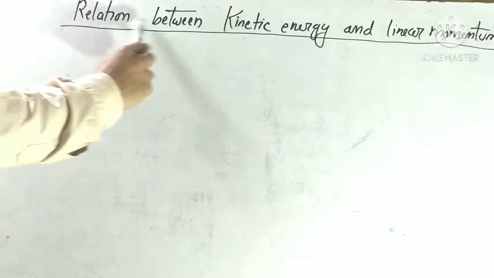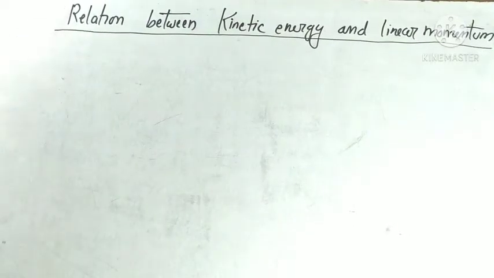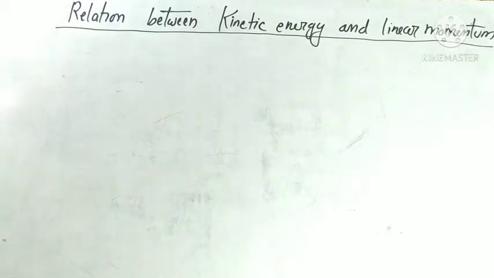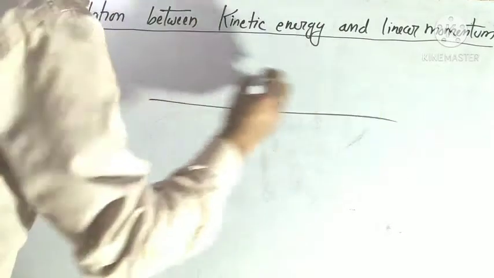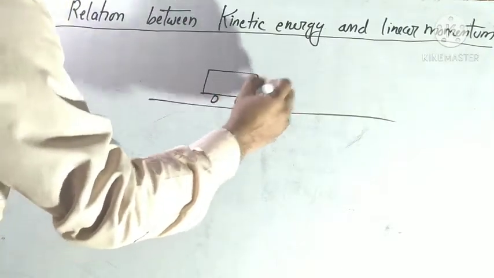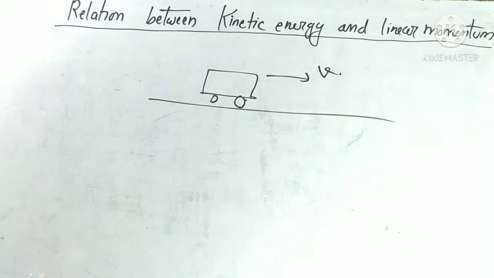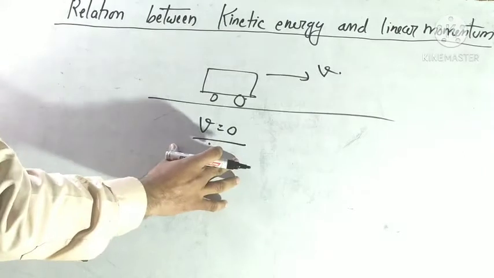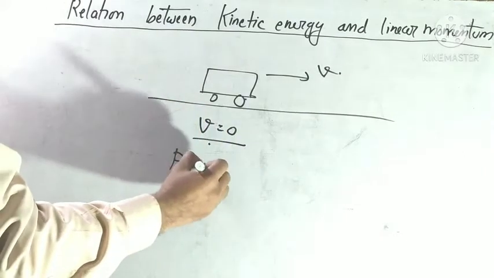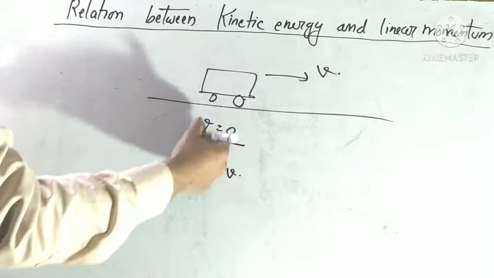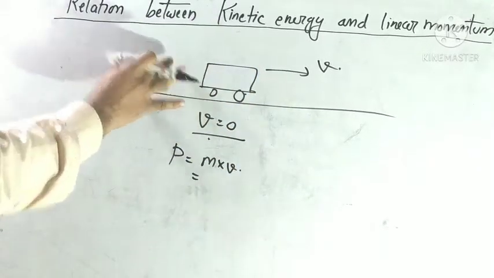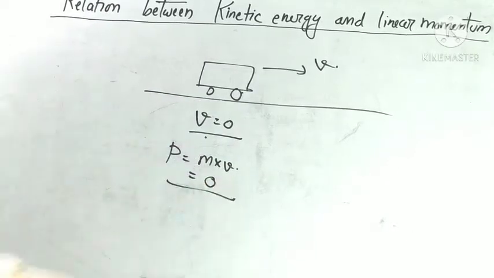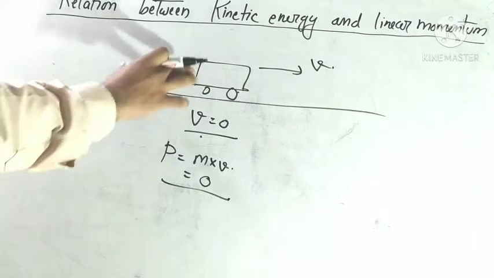Today our topic is the relation between kinetic energy and linear momentum. We have to establish the relation between kinetic energy and linear momentum. Firstly, we take a body moving on a straight road with some velocity v. When this car is at rest, its velocity is 0. Then momentum is equal to mass into velocity. When the velocity is 0, the body is at rest, so we put v equal to 0 and the momentum becomes 0.